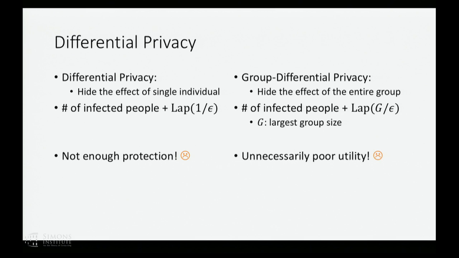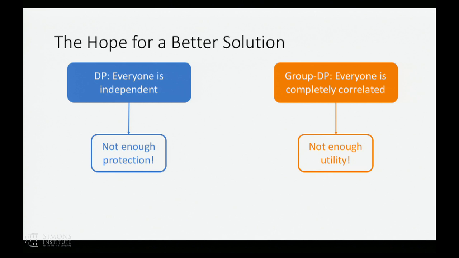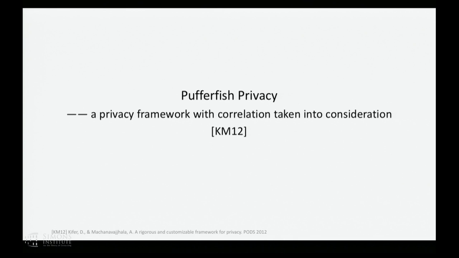So in between differential privacy, which is enough to protect privacy for independent data but may not be enough for correlated data, and group differential privacy, which takes a very conservative view by treating everyone as if they are completely correlated and thus may give not enough utility, can we have something in between? So one observation is that in most of the real applications, though we have a certain amount of correlation among data, the average amount of correlation is not actually very high. So if we are able to capture this actual amount of correlation, we may be able to get a better privacy utility trade-off. And this motivates the proposal for Pufferfish privacy, which is a framework with correlation taken into consideration.